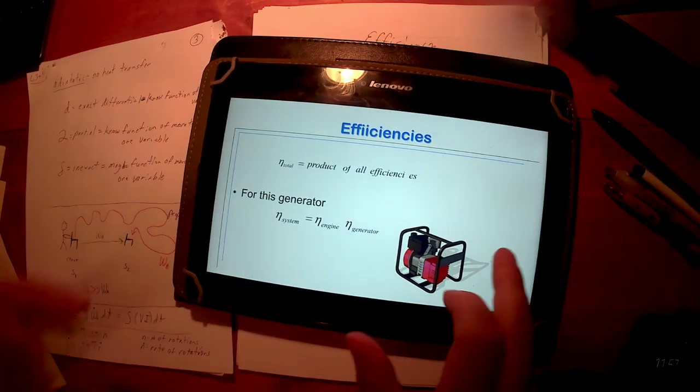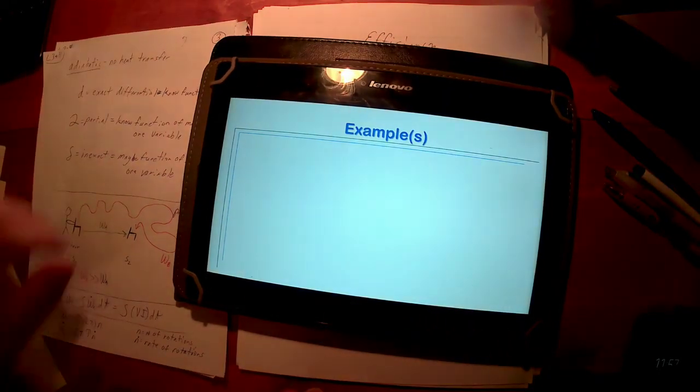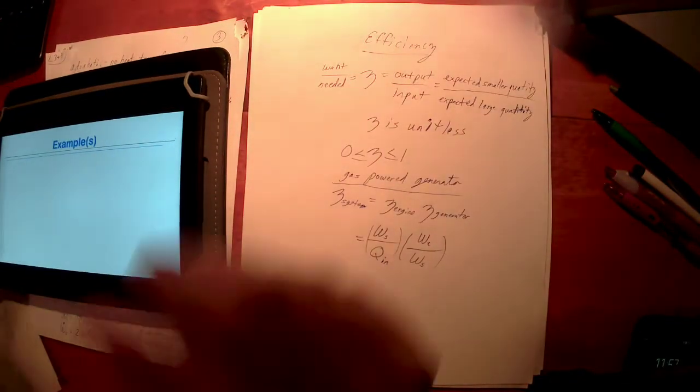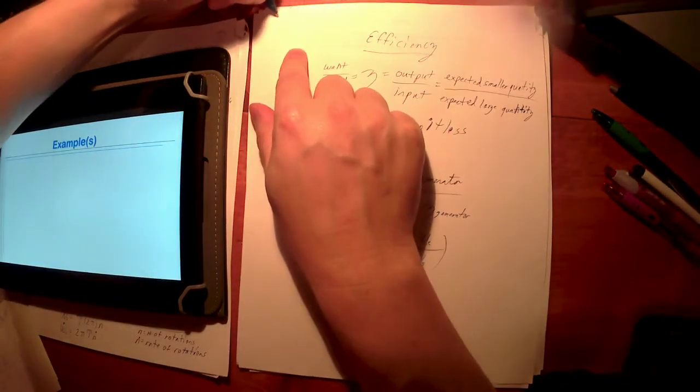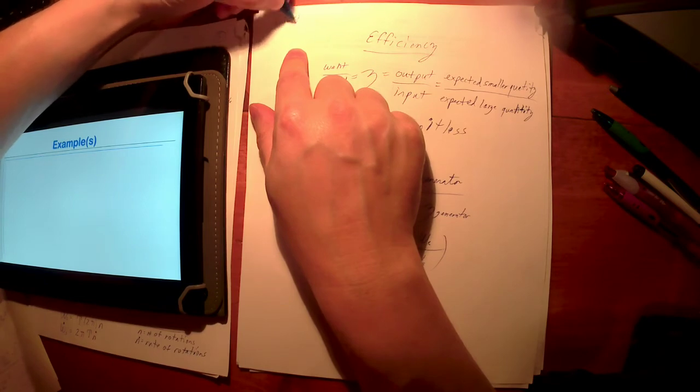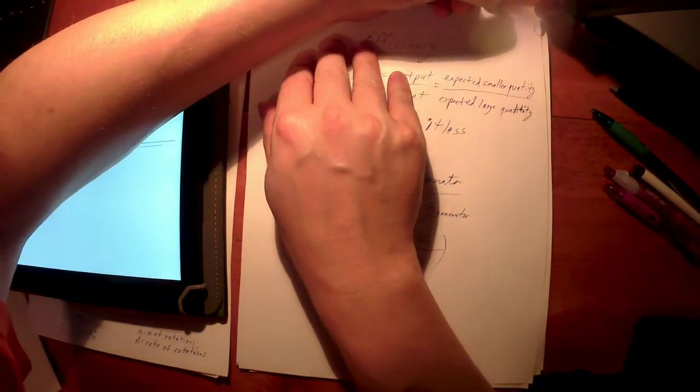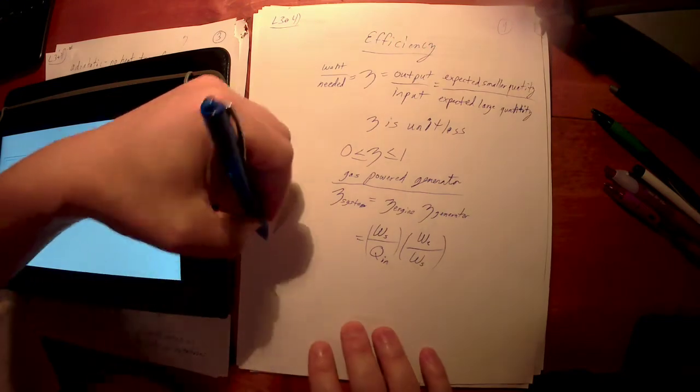Okay, examples. I promised you some examples. Let's work some examples here. What do we got here? This is L3 and 4, page 4. Okay, so let's work some examples.